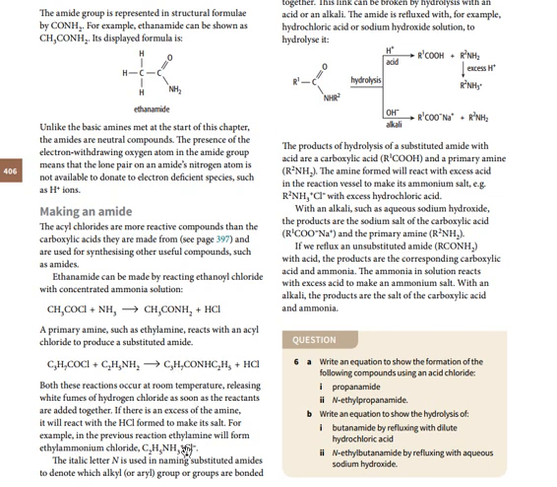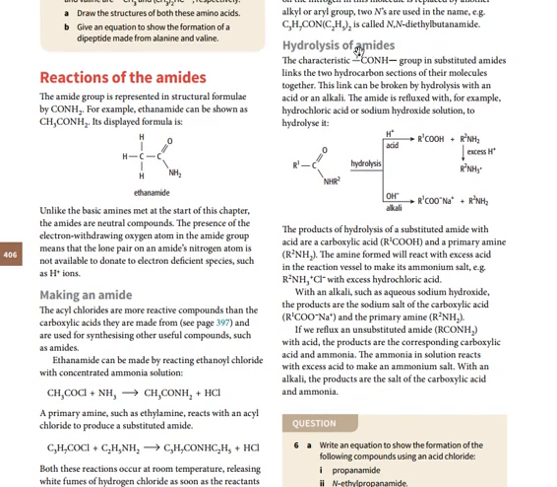So that's how we have this reaction. That's the first reaction for production of amide. This is a secondary amide, and this is a primary amide. Now the next point is hydrolysis of amide.